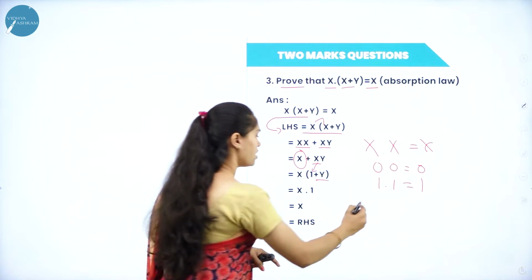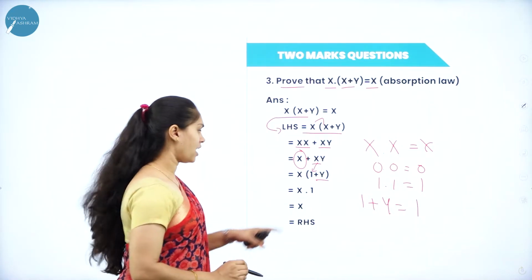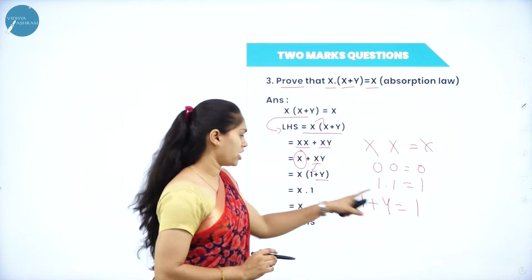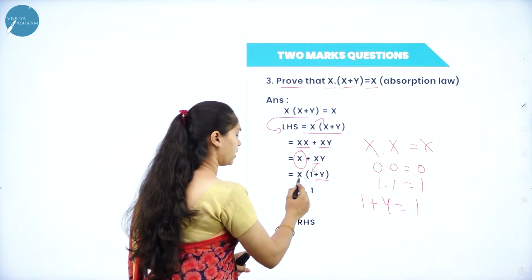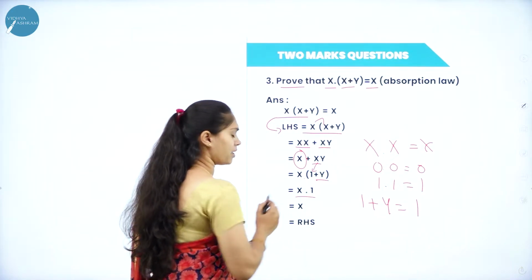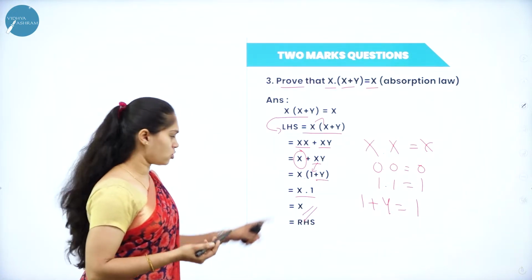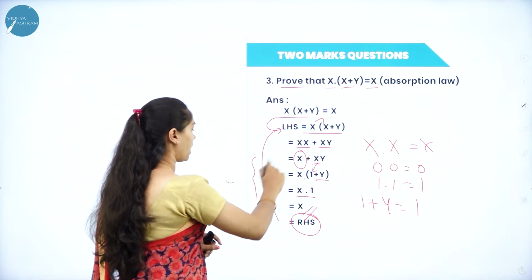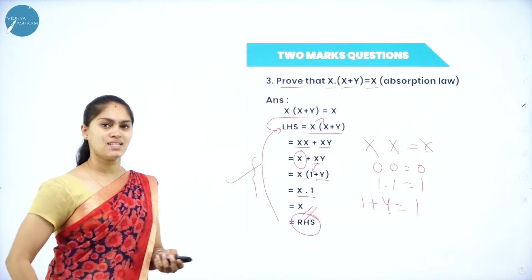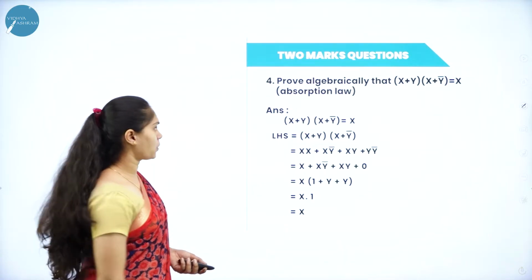Already we know this: if I add any number with 1, then it will be 1. So in the place of 1 plus y, I am going to take that value as 1. So x dot 1, this is multiplication. If I multiply any variable with 1, then we are going to get that variable. So it will be x. So we have proved LHS is equal to RHS. That is what we have proved, this theorem. This is related to question number 3. We'll see the next question.